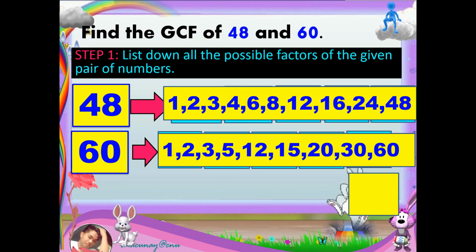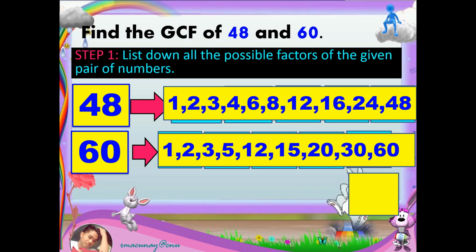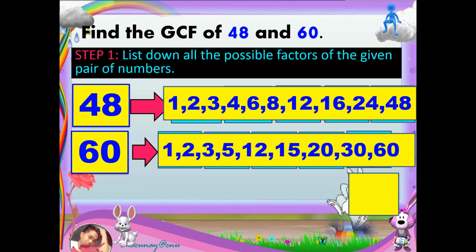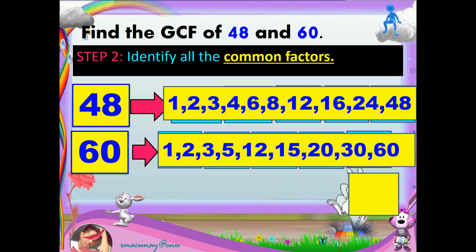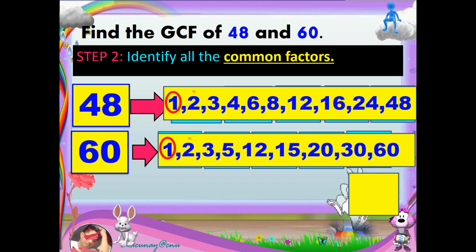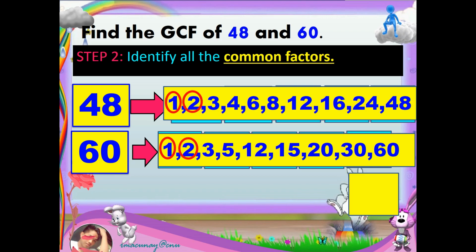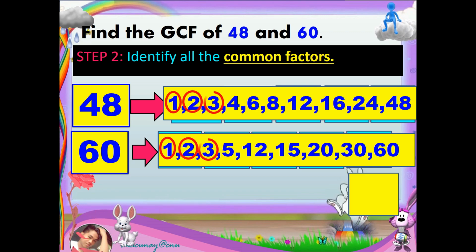Now that we have already listed the factors for each number, let's try to identify the common factors. So for 48 and 60, we have many common factors. Of course, automatically we have 1, and also 2, 3. Do we have 4 in 60? I think we don't have 4. So our last common factor is 12.